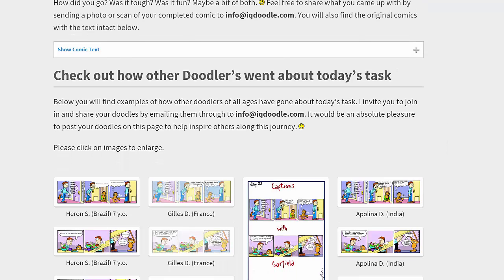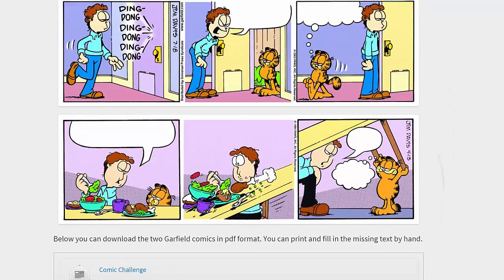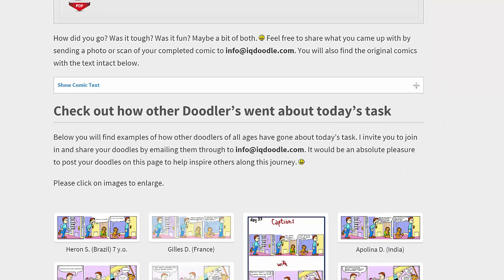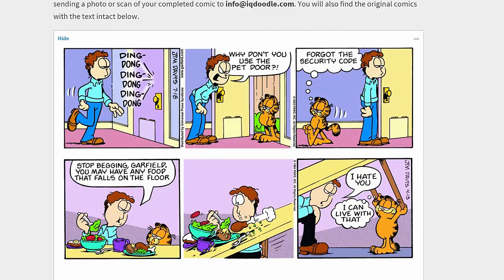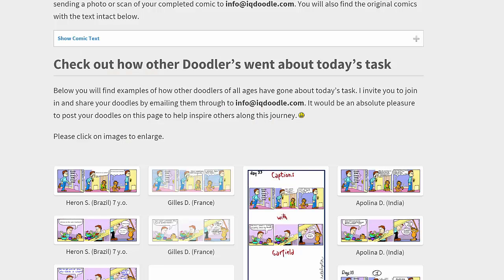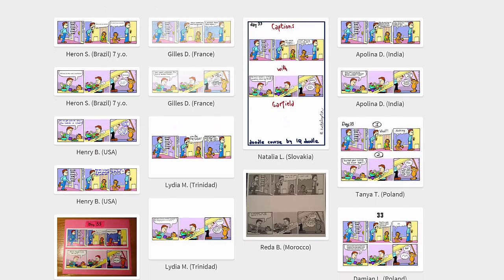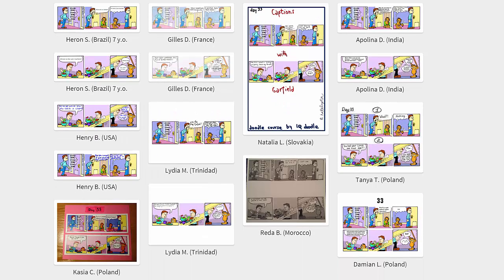By the way, before I do, I'm going to show you what the actual comics are with the thought bubbles intact. So, ding dong, ding dong, ding dong. Why don't you use the pet door? Forgot the security code. And then the other one is: stop begging, Garfield. You may have any food that falls on the floor. And then bang, I hate you. I can live with that. See, that's pretty funny. Initially I thought it was pretty funny when I came across it, so jokes sort of wear down over time.